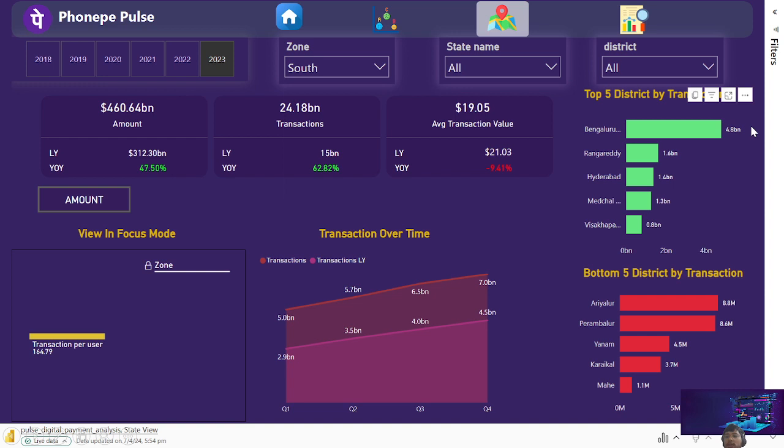For Bangalore, it was 4.8 billion. For Rangareddy, it was 1.6 billion. Hyderabad, it was 1.4 billion. And for Medchal-Malkajgiri, it was 1.3 billion. And for Visakhapatnam, it was 0.8 billion.